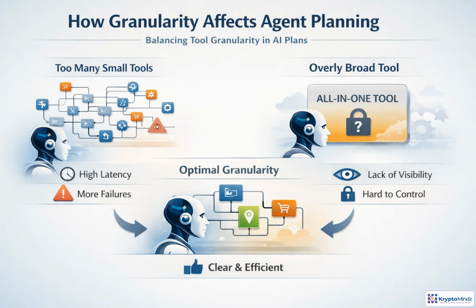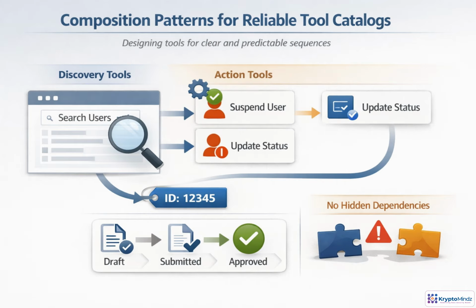That granularity choice directly shapes how an agent plans. If every backend action is its own tiny tool, the agent may need long chains of calls. That adds latency, creates more failure points, and can make recovery harder. The opposite extreme is risky as well. One broad, all-in-one tool may blur permissions, hide important decisions, and reduce observability. The sweet spot is a tool that matches a real user intent and a stable backend operation, with clear inputs, outputs, and failure modes.